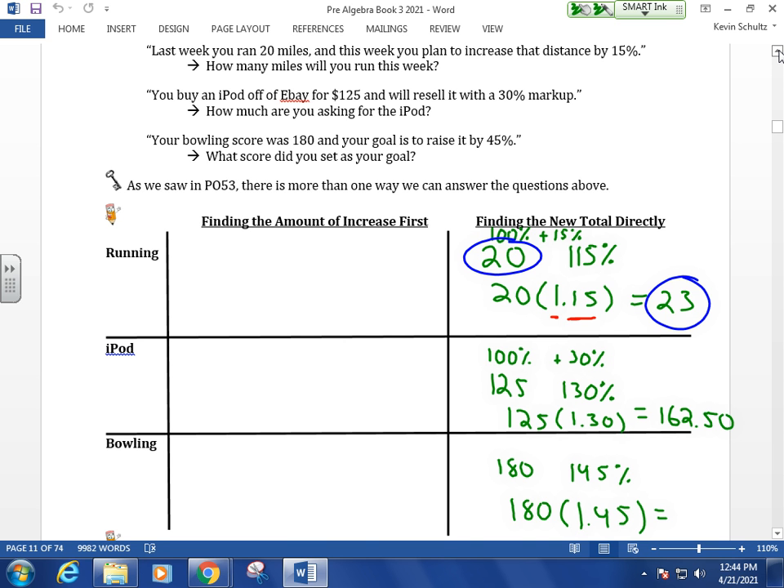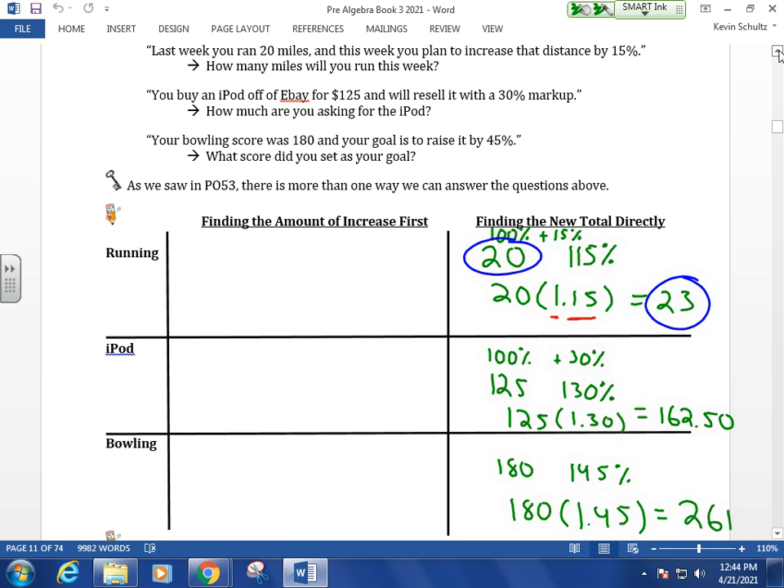So 180 times 1.45 in your calculator gives you 261. I don't think I've ever bowled a 261. I think my highs, I have hit 200 before, but never a 261. That is quite a lofty goal, 261, right?